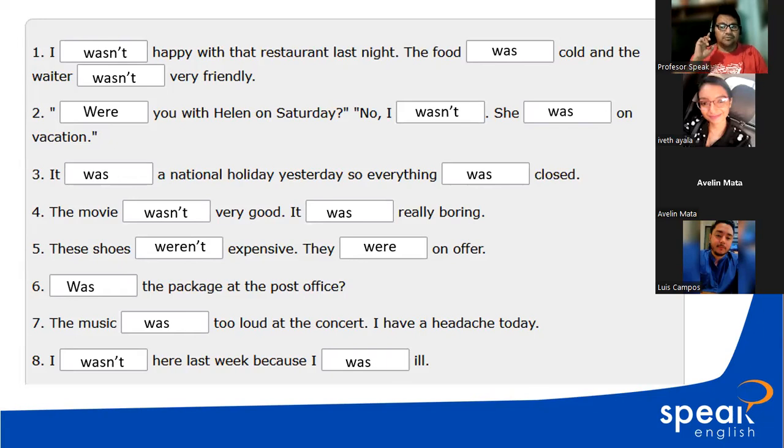Is the volume in the concert high or is the volume low? When you go to a concert, is the volume high or is the volume low? What is it? It's all the way up. It's very high. So if it's very high, it's loud.